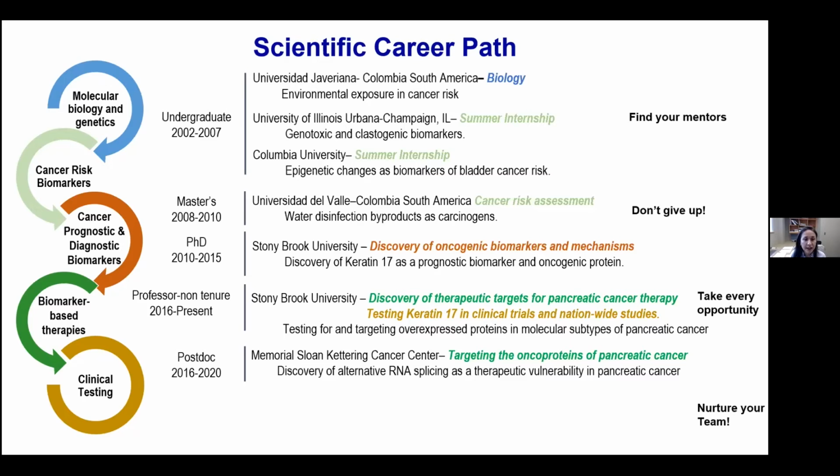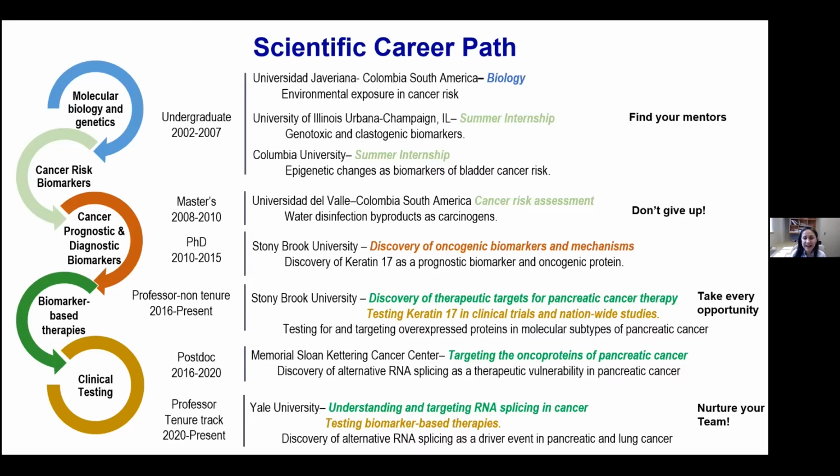So after training in pancreatic cancer in New York City at this hospital called Memorial Sloan Kettering Cancer Center, I came here to Yale a couple of years ago, soon before COVID, the lockdown started. And I started my own lab to study pancreatic cancer, and now we're expanding to lung cancer.